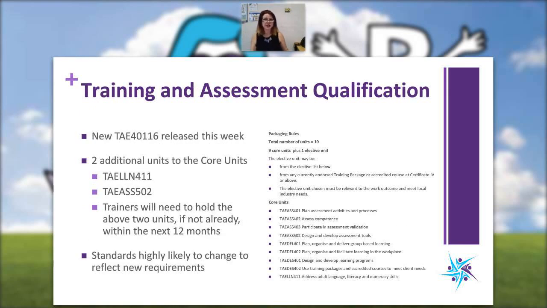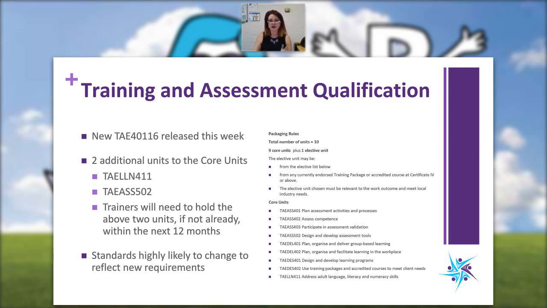Okay, so there's been a major change that's happened this week. The training and assessment qualification, you haven't heard, your head's been in the ground, there's a new TAE that's just been released. So TAE40116, don't freak out. It doesn't mean you have to go get this qualification right now, but you will need to transition across within the next 12 months. The key is, if you hold the TAE40110, you'll only need to ensure that you've got those 2 additional units, which are these 2 identified here.